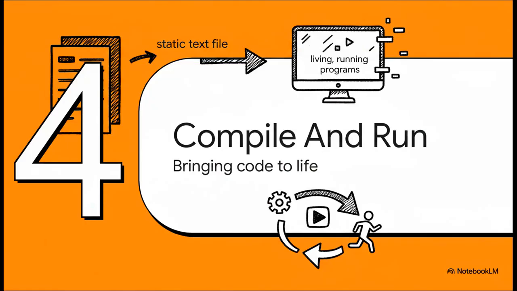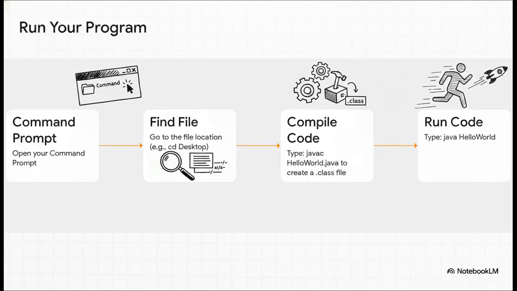All right, Section 4, compiling and running. It's time to bring your code to life. Okay, follow this step-by-step checklist. First up, open your command prompt. Next, you need to navigate to your file location. So if you saved it on your desktop, you just type cd desktop. Then comes the actual magic. Step 3 is compiling the program by typing javac HelloWorld.java. This is a really crucial step because it literally translates your human-readable text into a .class file that the machine can actually execute. And finally, for step 4, you actually run the program by typing java HelloWorld.